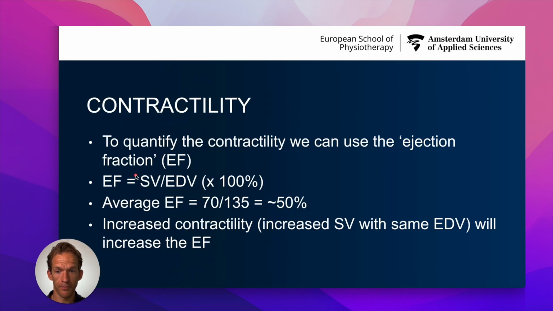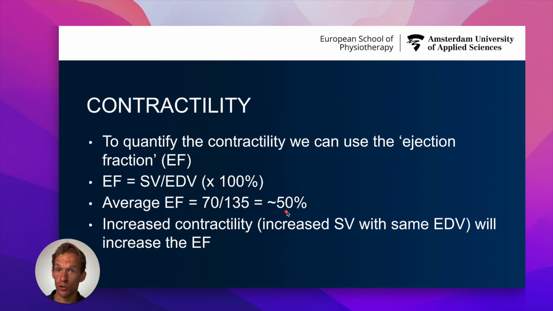To quantify the amount of contractility, in the literature you very often see the ejection fraction. The ejection fraction is simply the ratio between stroke volume and end diastolic volume. With these normal values that I showed you earlier, the ejection fraction of a normal person at rest is roughly 50%. So only 50% of the amount of blood that's in the ventricles after filling, the end diastolic volume, is pushed out as stroke volume.